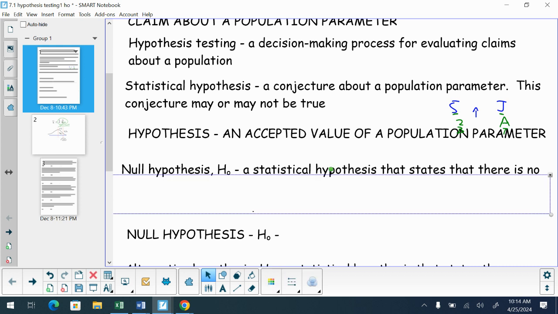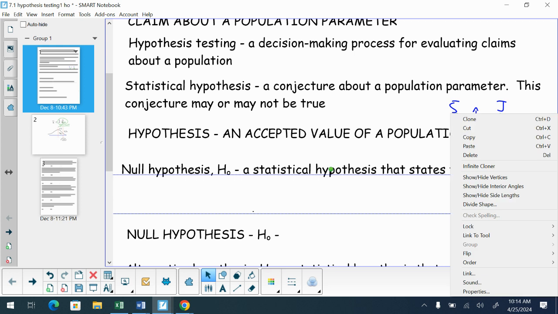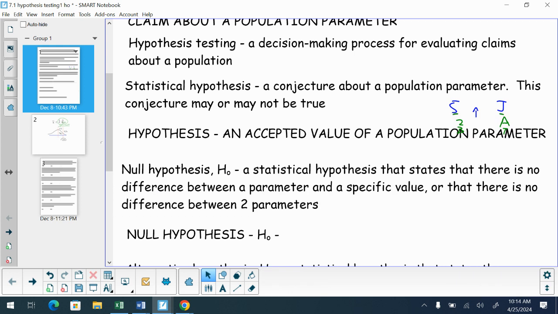We have 2 types of hypotheses here. You'll have to define these each and every time. You have a null hypothesis. A null hypothesis is a statistical hypothesis that states that there is no difference between a parameter and a specific value, or that there is no difference between 2 different parameters. This is a null hypothesis.